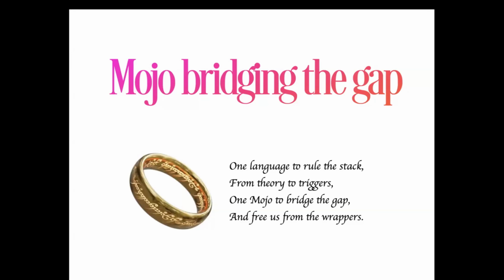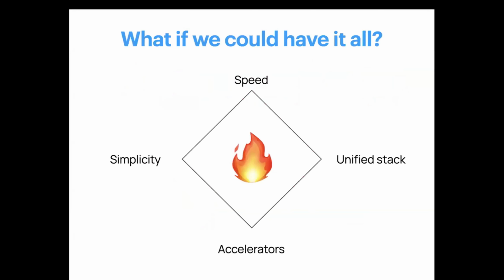That brings me to the question of what if we could have it all? If we could write performant code like C++, but with the simplicity of Pythonic syntax, and have a unified stack for pretty much all the processes that we do in particle physics, from theory to experiments, so that we don't have to write so many wrappers and fiddle around with bindings.